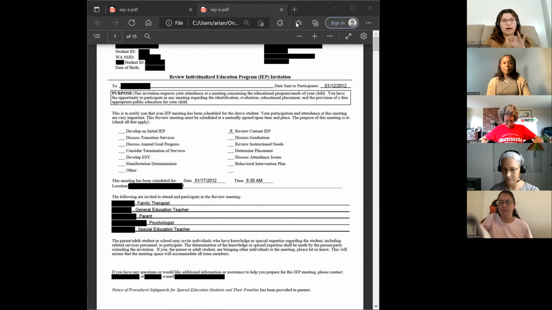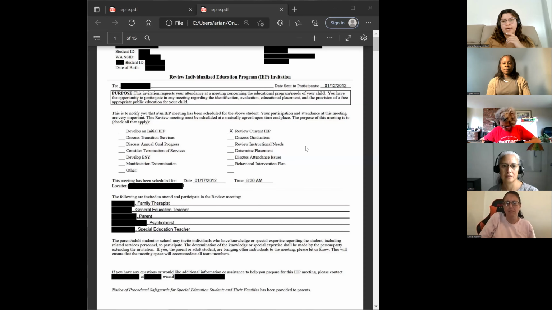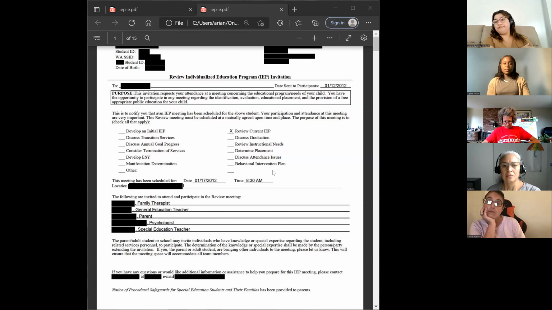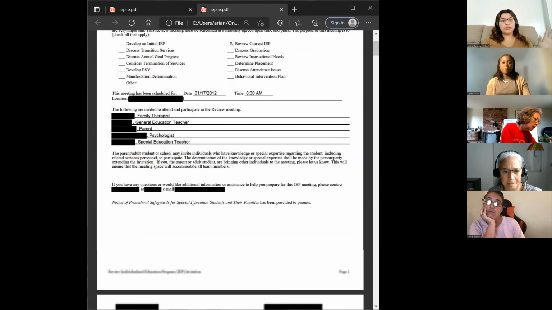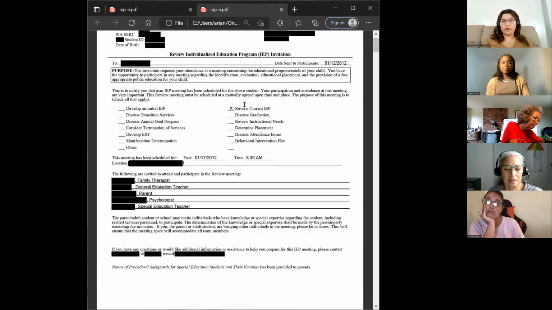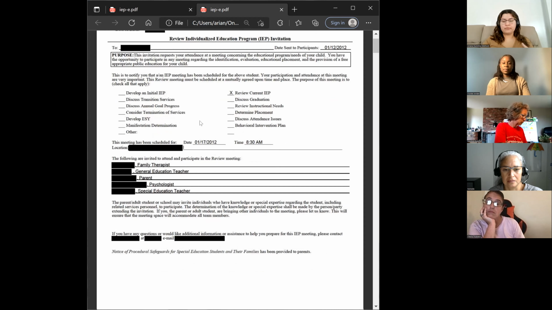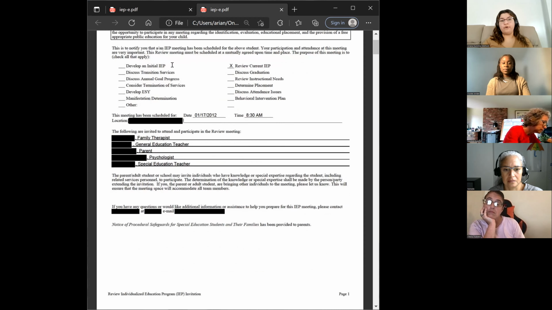This one's blocked off with all the names and everything, but this is typically what an IEP plan looks like. Now it might look different, varying from a Miami-Dade school versus another school. And you'll typically have up here if it was a new IEP, if it was a review, the time, the date, the people involved.